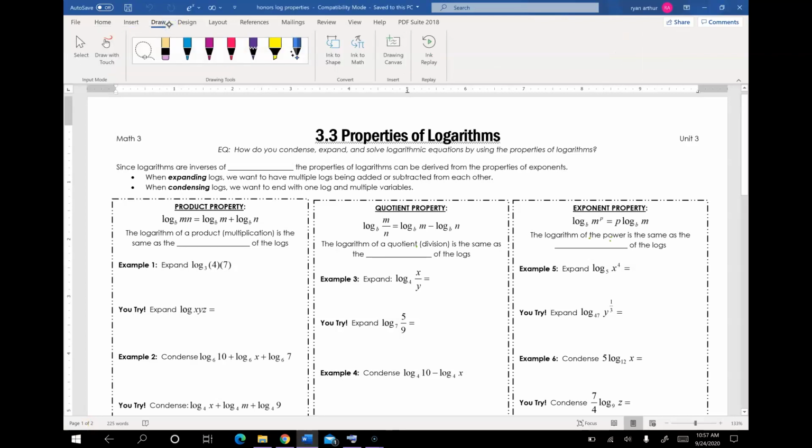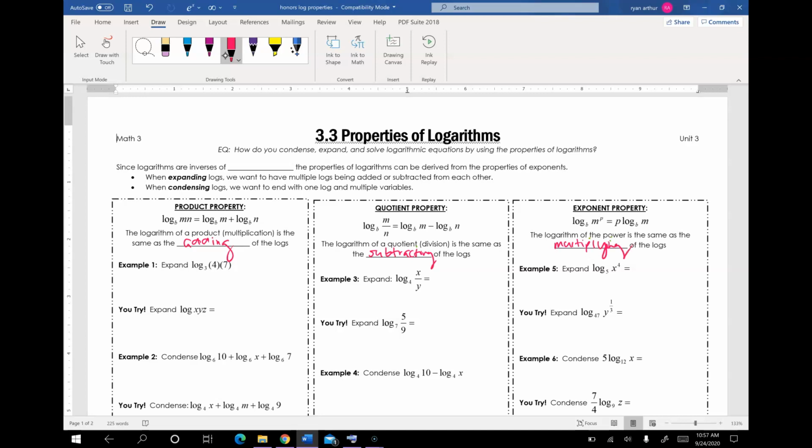Alright, so this is video 2, and in this video we are going to condense. You're going to use the same properties, okay? So we're still going to use the product property, which means it's the same as adding them. We're going to use the quotient property, which is the same as subtracting. And then we're going to use the exponent property, which is the same as multiplying.